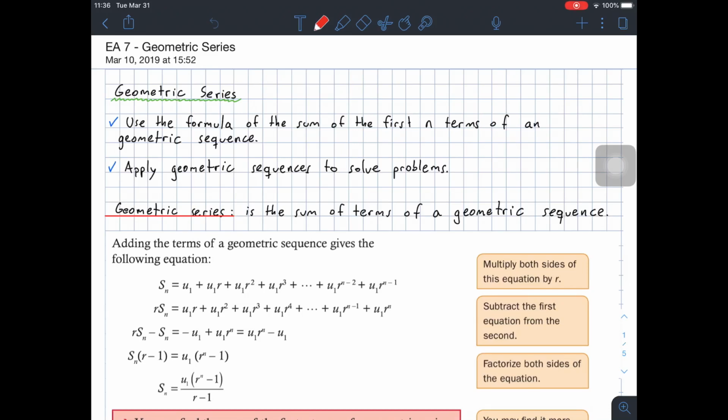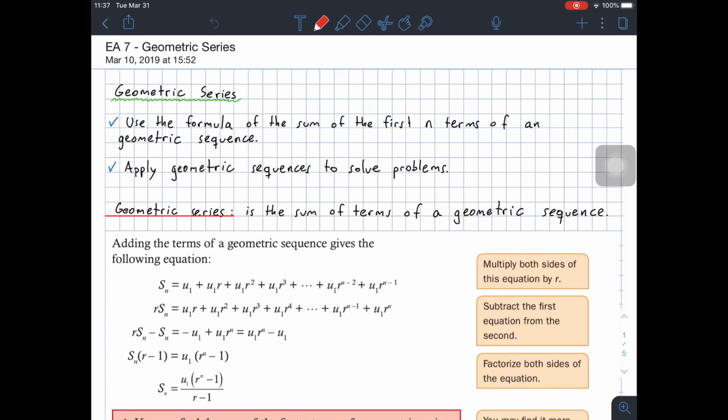Hello seniors, today we're going to see electronic assignment number 7, which is geometric series. We have seen already, if we remember the previous classes, arithmetic sequences and arithmetic series. Remember that an arithmetic series is when we add all of the terms of an arithmetic sequence, right? So now we've also seen during the last class geometric sequences, okay?